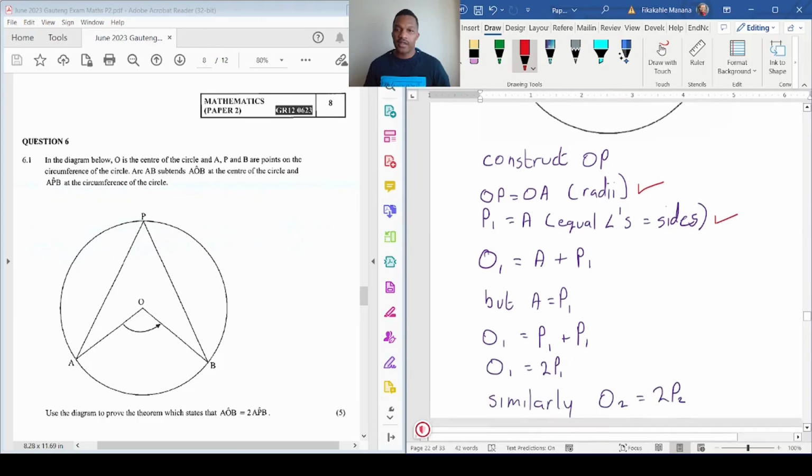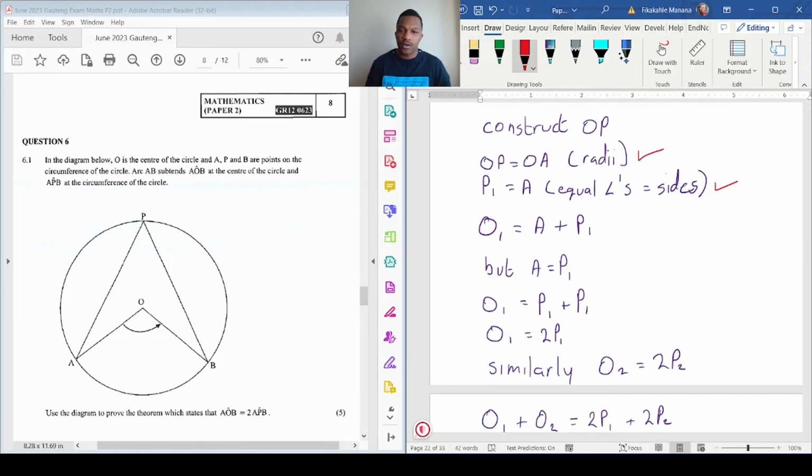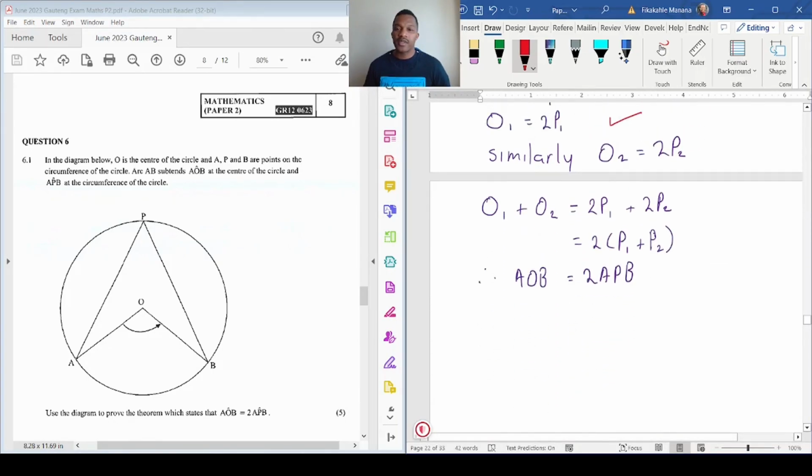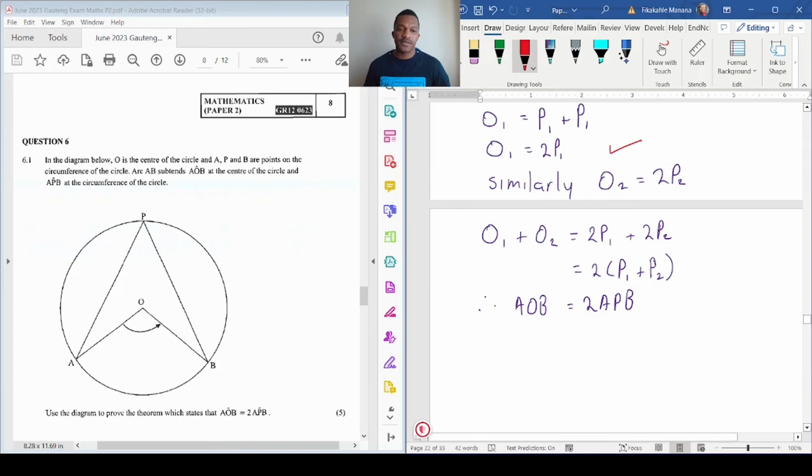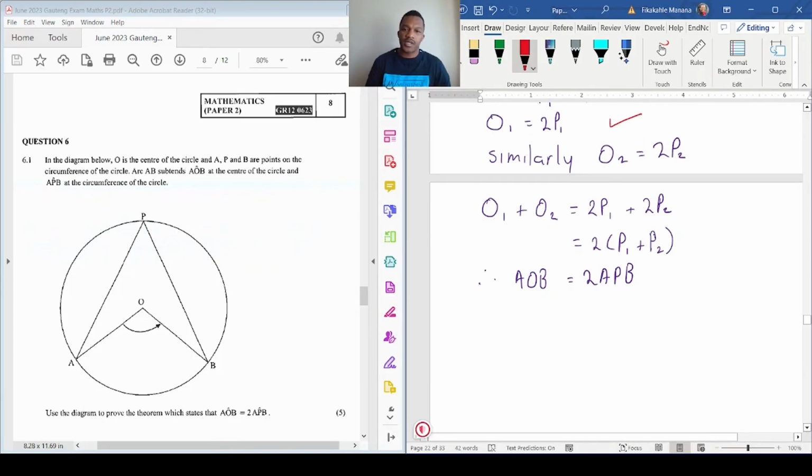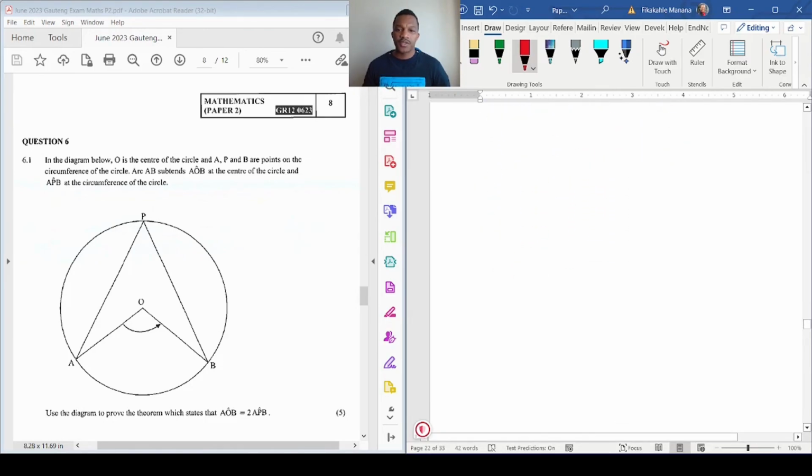And then the fourth mark is this, O1, proving that. And then the fifth mark would then be the conclusion. Okay. Good. Let's move on to the next question.